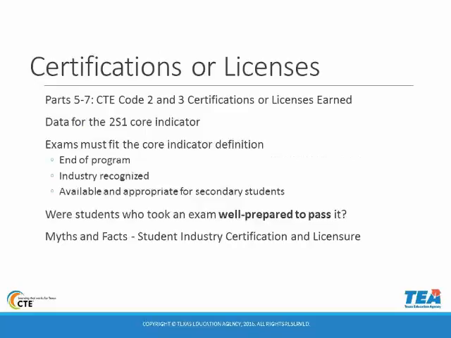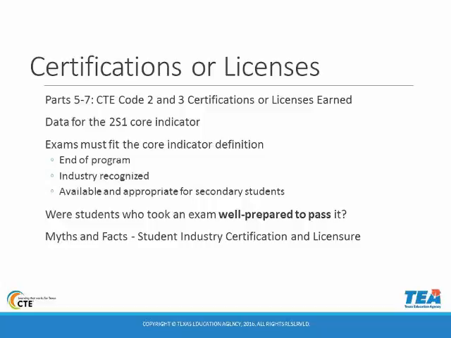Let's talk about certifications and licensures. In the Program Effectiveness Report, parts 5 through 7 is where you record your CTE Code 2 and Code 3 students' license and certifications that they have earned. And I suspect, I haven't been in here the whole time because I've been over in the counselor session, so forgive me if I'm repeating things already said, that this would be the last year for Code 3. Did that get discussed earlier? Okay. So this will be our last time to talk really about Code 3 students.